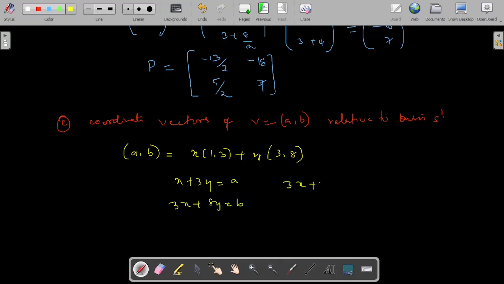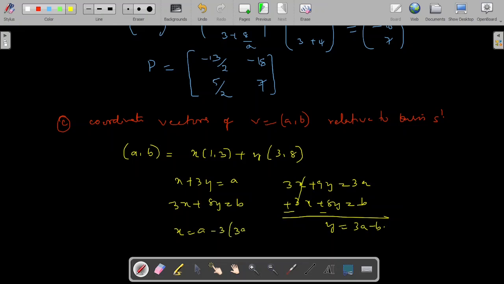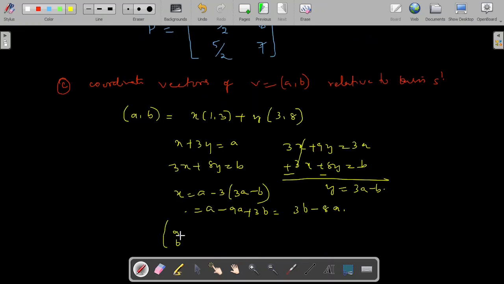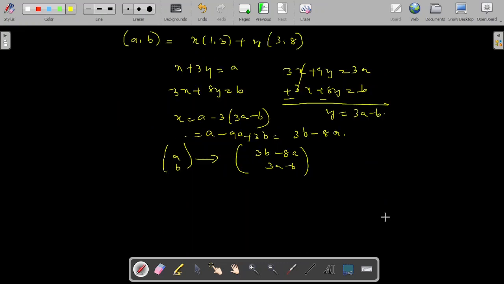Solve this system. So it is x plus 3y equal to a, 3x plus 8y equal to b. So multiply by 3: 3x plus 9y equal to 3a, 3x plus 8y equal to b. So y equal to 3a minus b. So x equal to a minus 3 into 3a minus b. So this is a minus 9a plus 3b, which is 3b minus 8a. Therefore, the coordinates of any vector a b with respect to basis S dash is given by 3b minus 8a and 3a minus b.